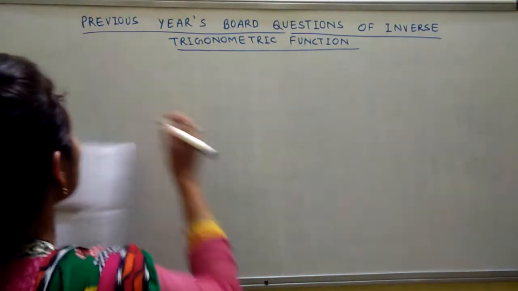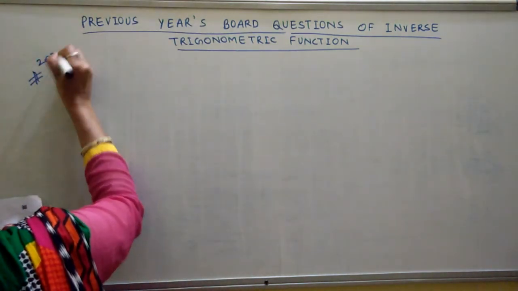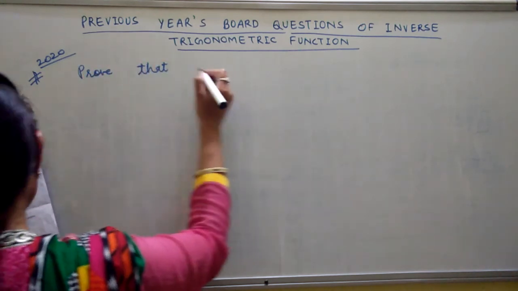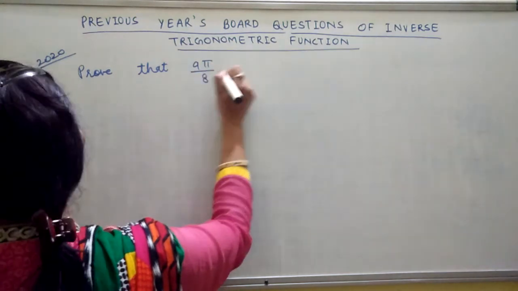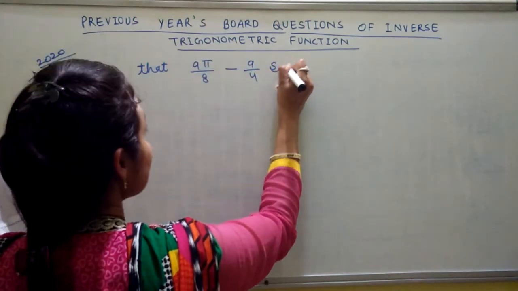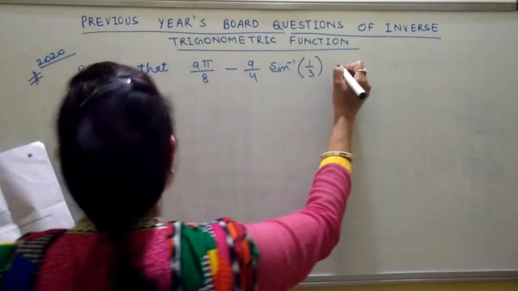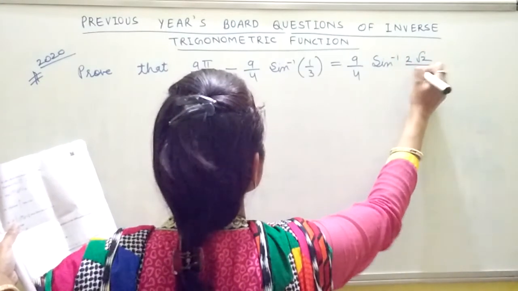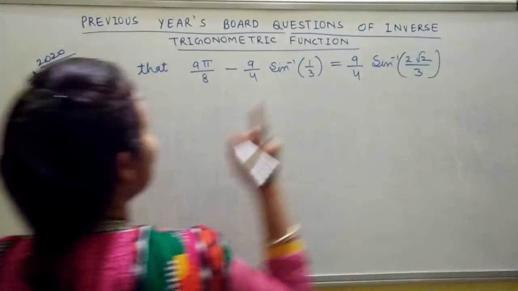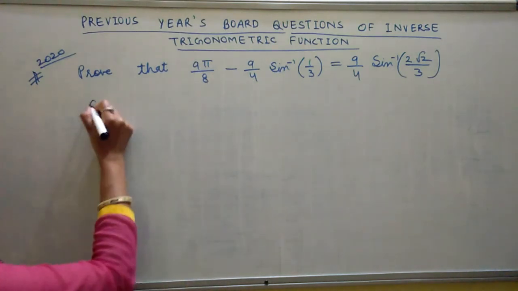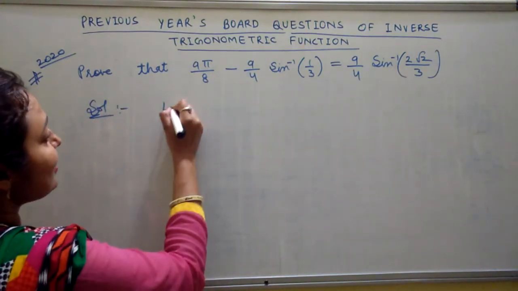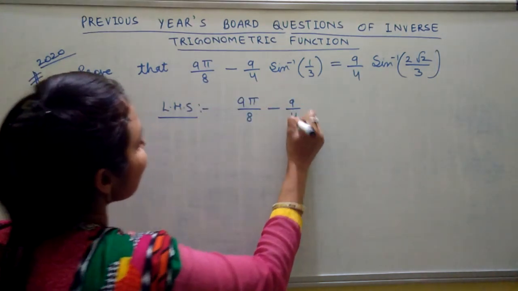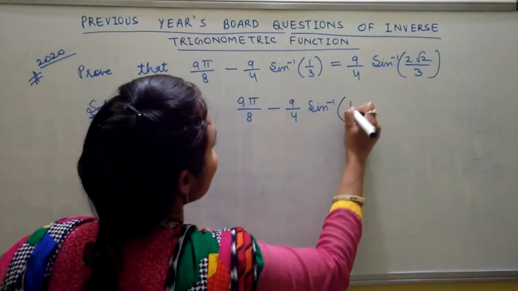The question is: prove that, this came in 2020 this time, prove that 9 pi upon 8 minus 9 by 4 sine inverse 1 by 3 is equal to 9 by 4 sine inverse 2 root 2 upon 3. This is the question from your NCERT book. Very easy question. I will start the solution. Take the left hand side: 9 pi upon 8 minus 9 by 4 sine inverse 1 by 3.